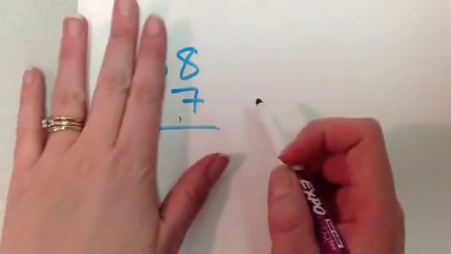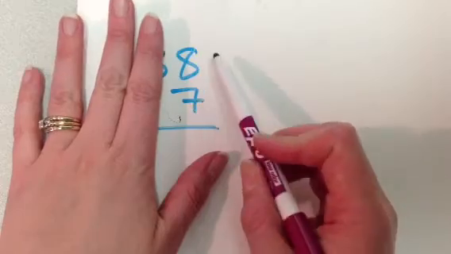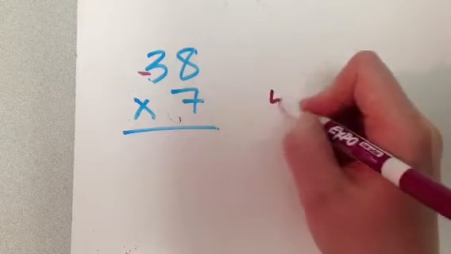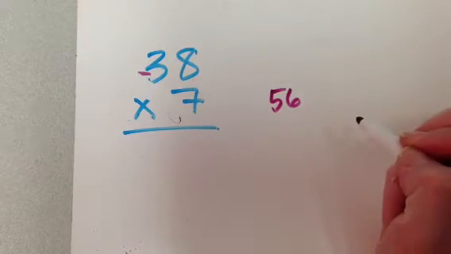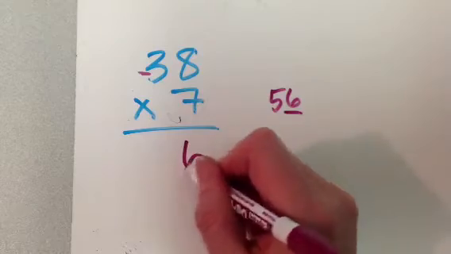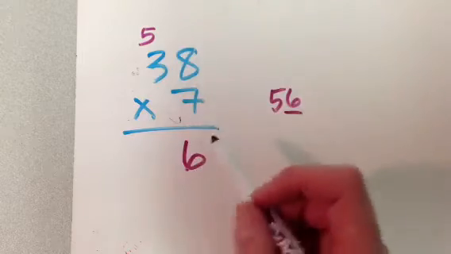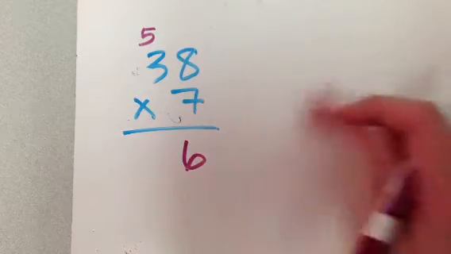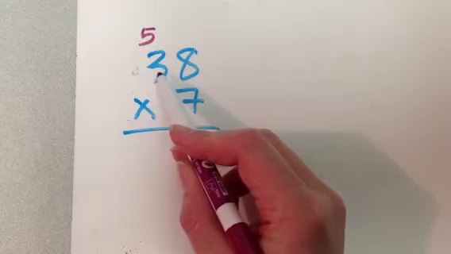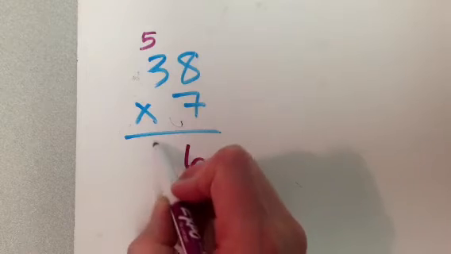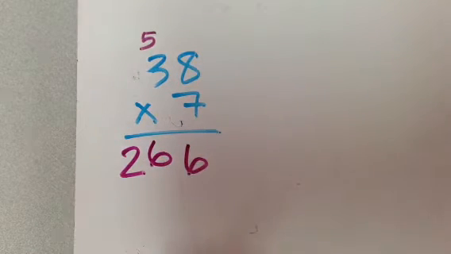So first of all, I'm going to ignore this 3 here, and I'm going to say to myself, what is 7 times 8? Well, I know that that's 56, so my answer is 56. I'm going to write it over here just to show you. The 6 I'm going to put down here, and then just like in addition, I'm going to carry the 5, okay? So it's up there. So now when I do 7 times 3, which is 21, I'm going to add that 5 to it. So 21 plus 5 is 26. And so my answer is going to be 266.